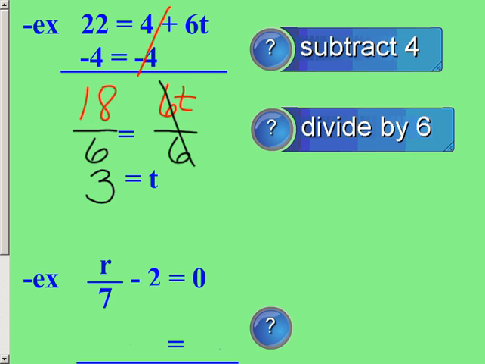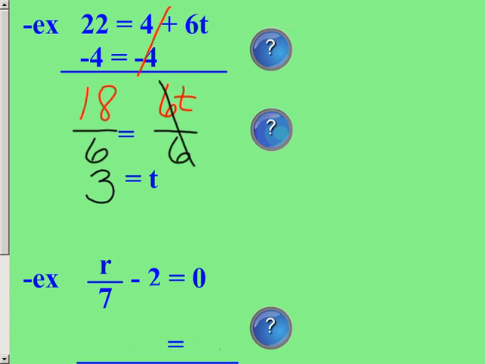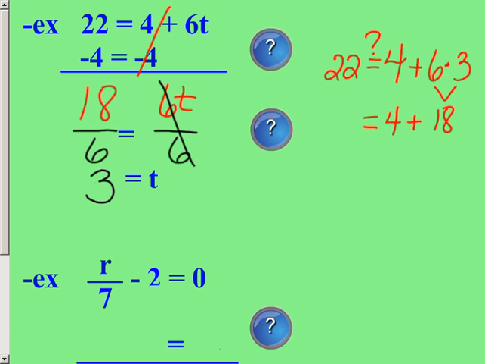And if we go back and check, once again, 22, does it equal 4 plus 6 times 3? 6 times 3 is 18. 18 plus 4 is 22. So we do in fact find that 3 is the solution to our equation.